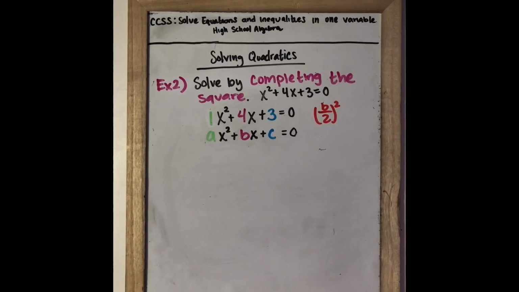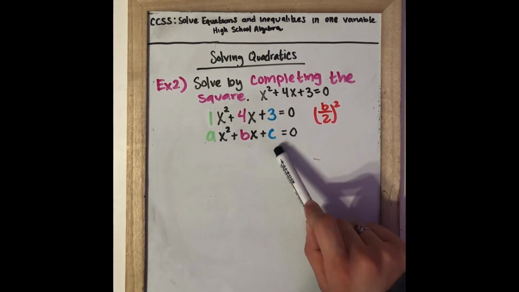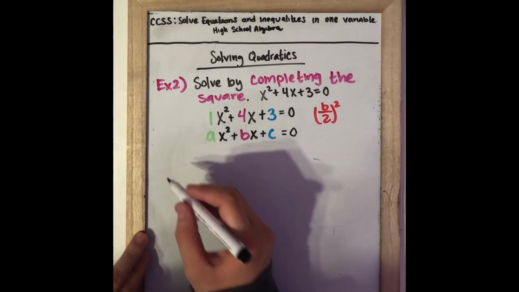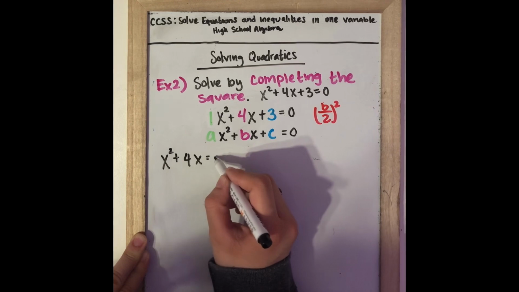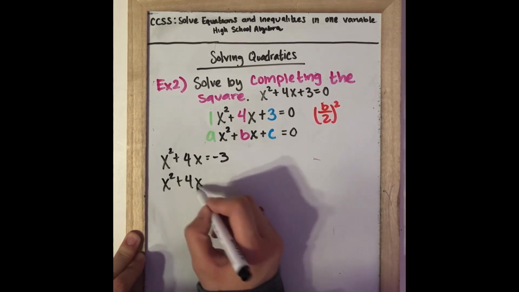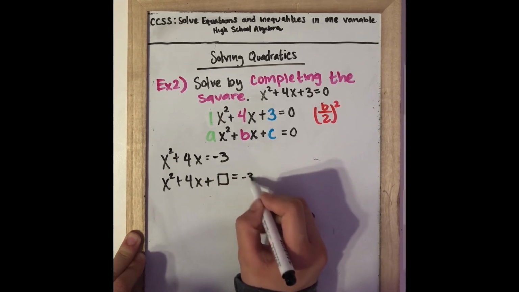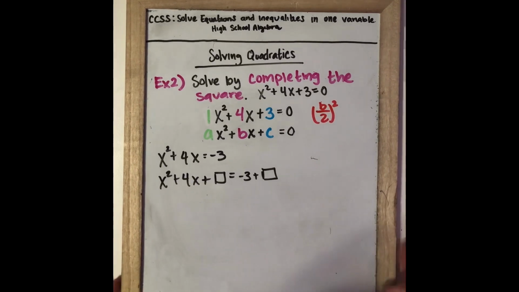Here we have our second example where we're going to try to solve by completing the square x squared plus 4x plus 3 is equal to 0. Here I wrote the standard form so you can easily see what a, b, and c are equal to. Let's start by subtracting 3 from both sides. We're going to have x squared plus 4x is equal to -3. Now we have to add a number to both sides in order to get a perfect square trinomial on the left side. Remember, whatever you do to one side, you have to do to the other side.